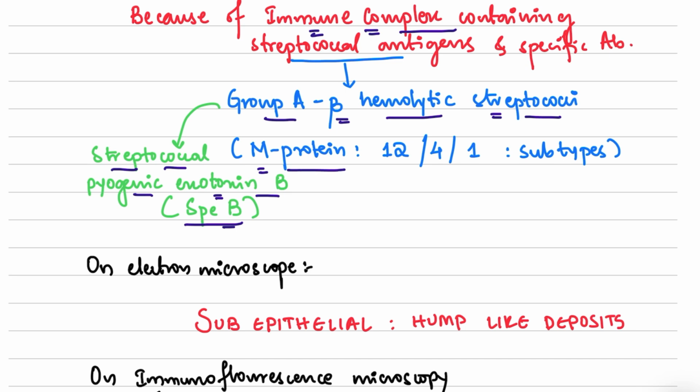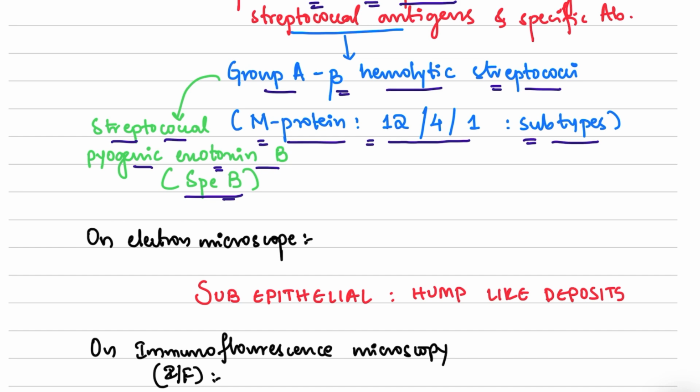What is the molecular mimicry? The protein is called the M protein, subtypes 1, 2, 4, and 12. So these subtypes of M protein will cross-react with our antibodies. This is the molecular mimicry seen in post-streptococcal glomerulonephritis. So these immune complexes will come and deposit in the kidney.